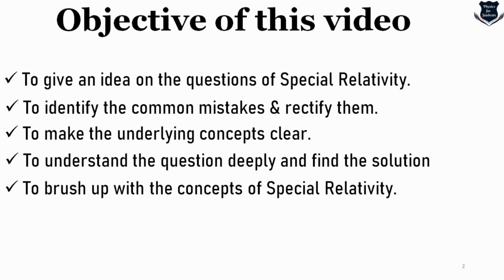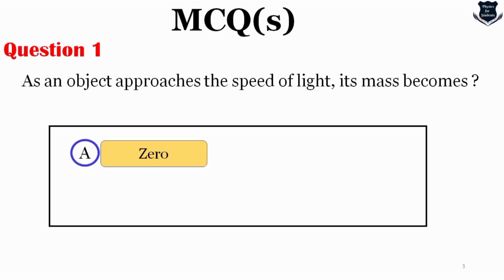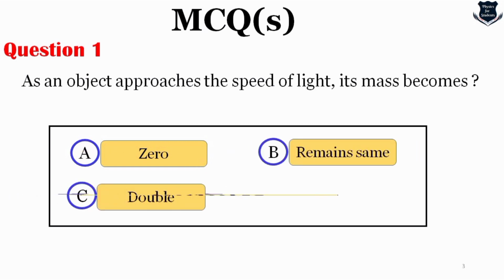So without further introduction, because it has not much to say, we will go directly into the problems. So the first question is: if an object approaches the speed of light, its mass becomes, and you are given four options. One is 0, second it remains the same, third it doubles, and fourth it becomes infinite.